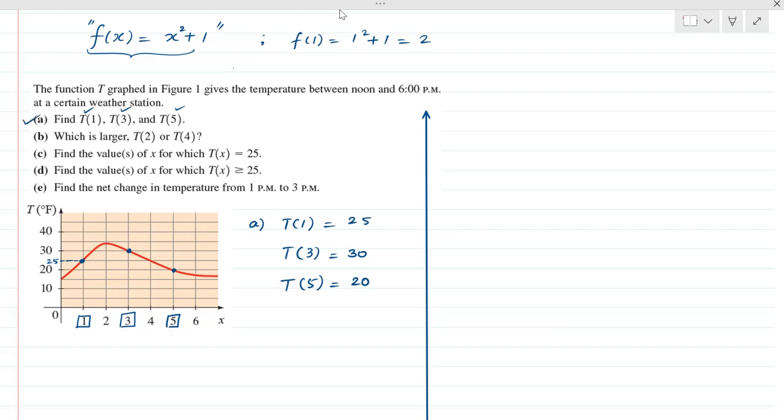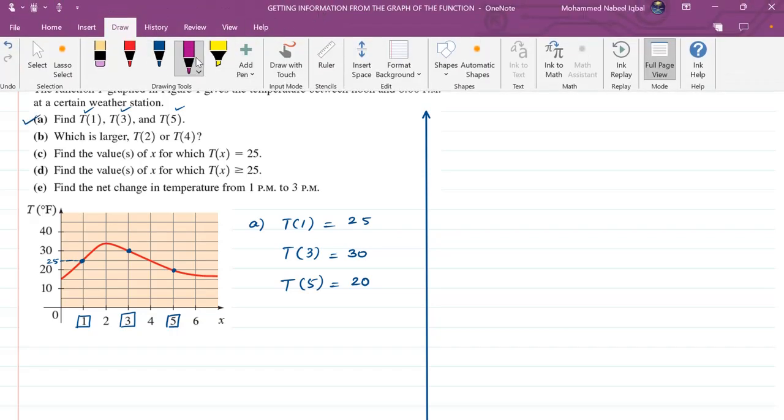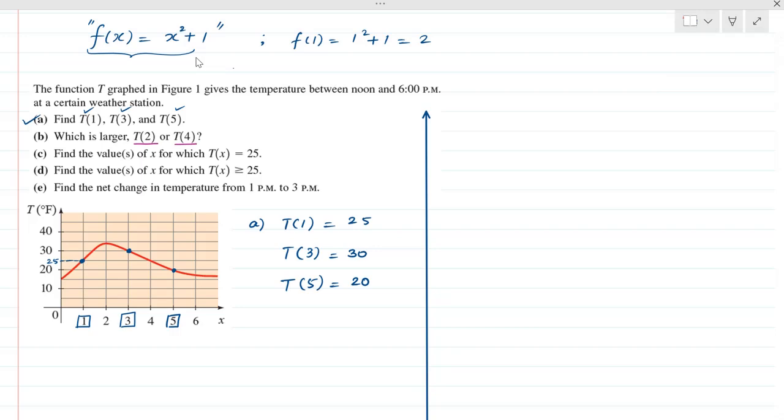Now, what about the next question? It is asking which is the largest, T of 2 or T of 4. For that, we have to see the graph. T of 2 is this point, the peak point. And where is T of 4? T of 4 will be 25 again, which is the lesser value. So from the graph, it is clear that T of 2 is more than T of 4. Therefore, T of 2 is the larger value.